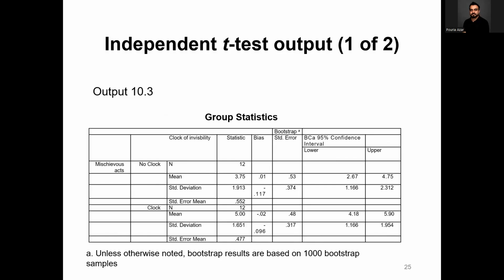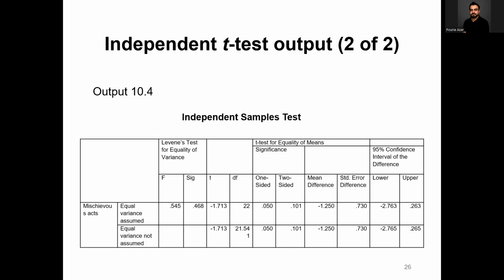So this is kind of descriptive statistics because I get mean and standard deviation for each sample. And remember, I have two groups. Group one is no clock and group two is clock. And I want to compare the mean of my dependent variable between these two groups. This is the main table I will see from the SPSS output window.